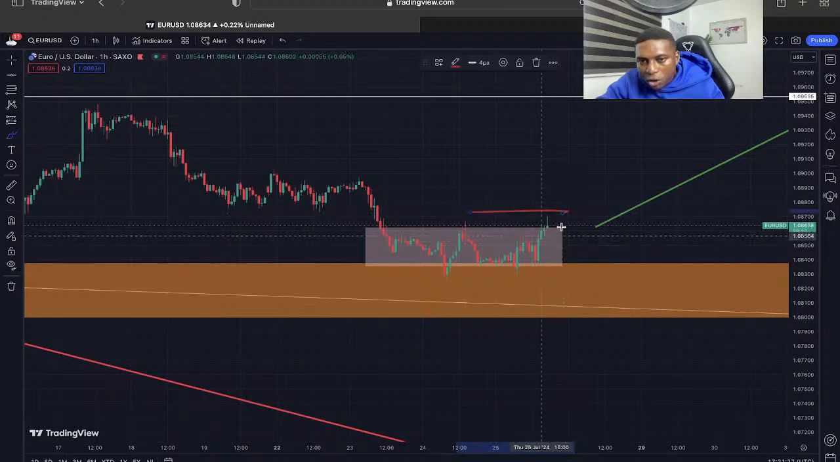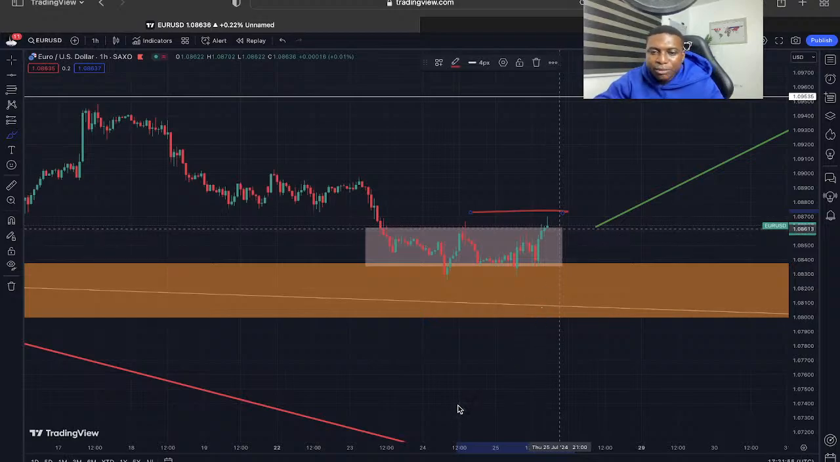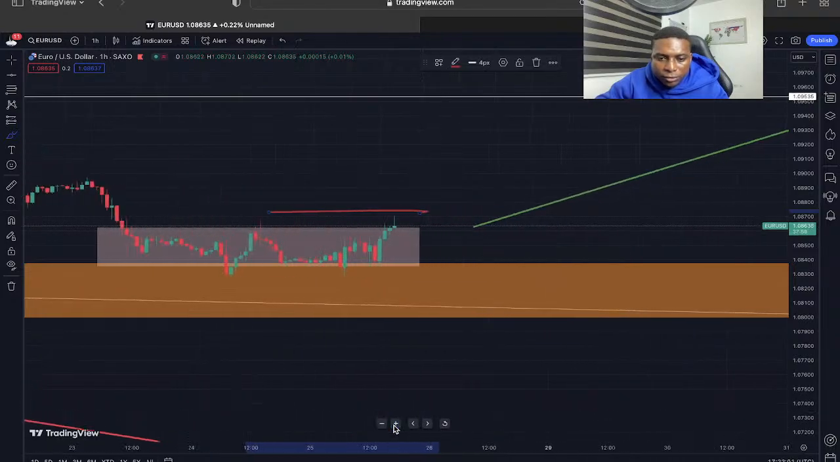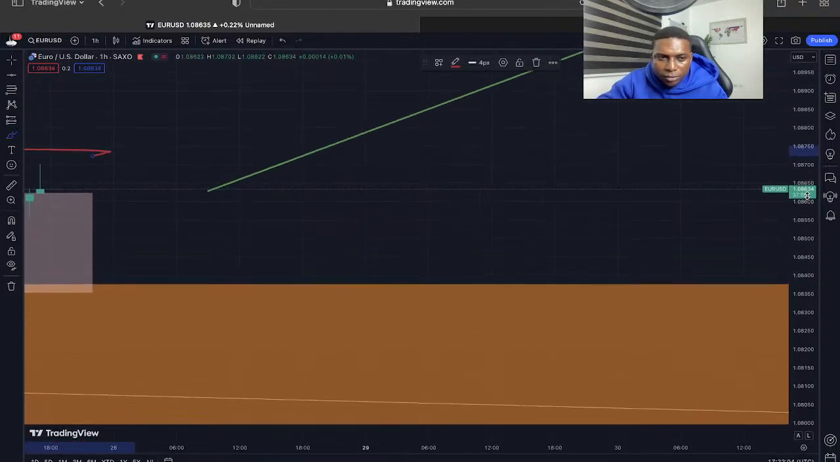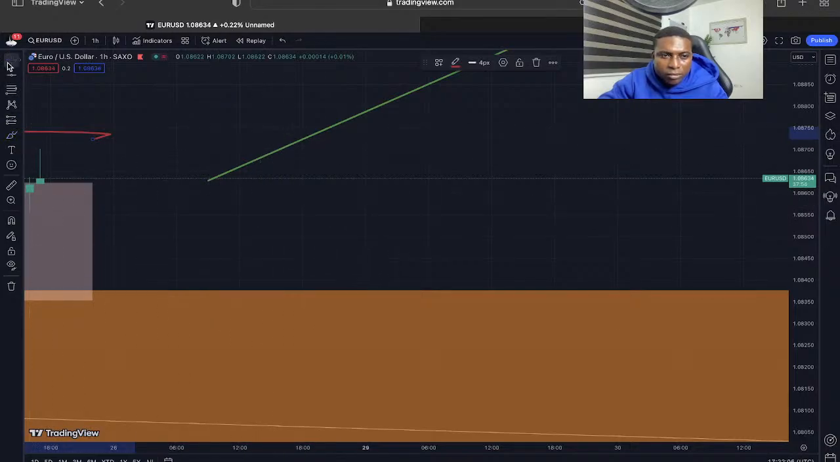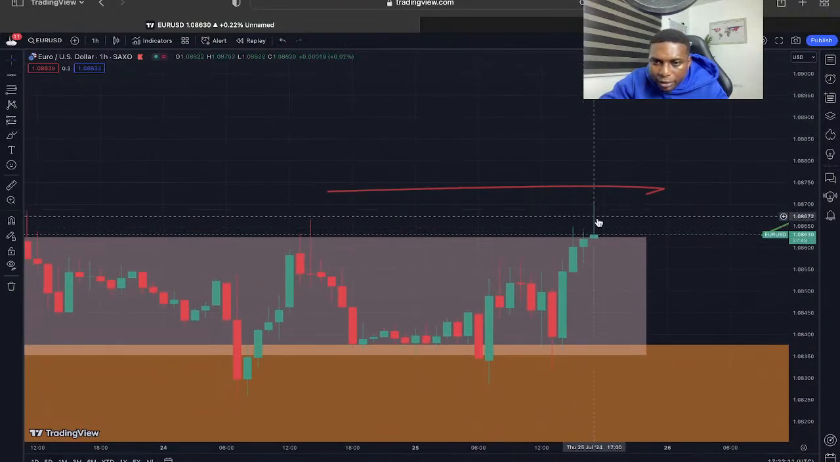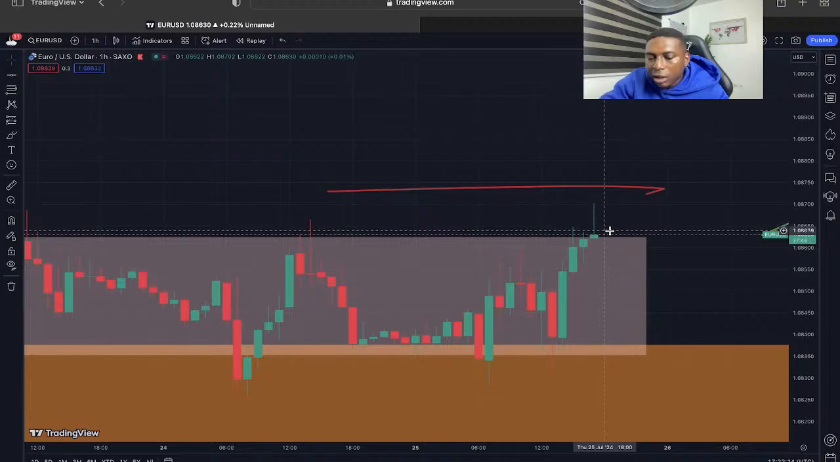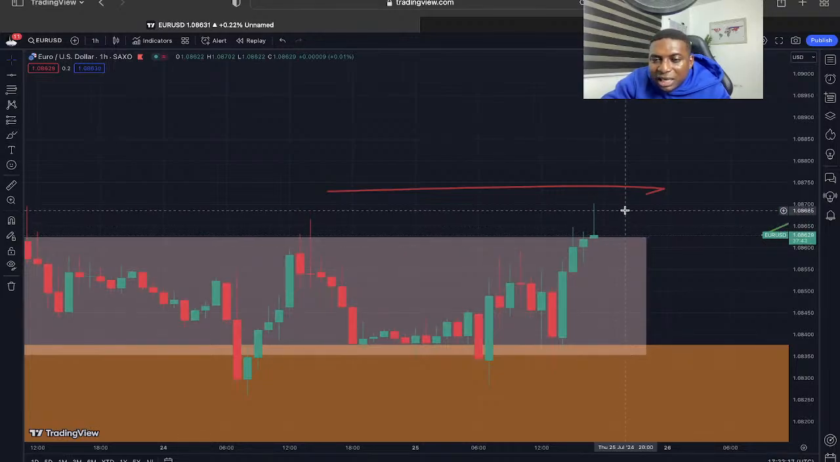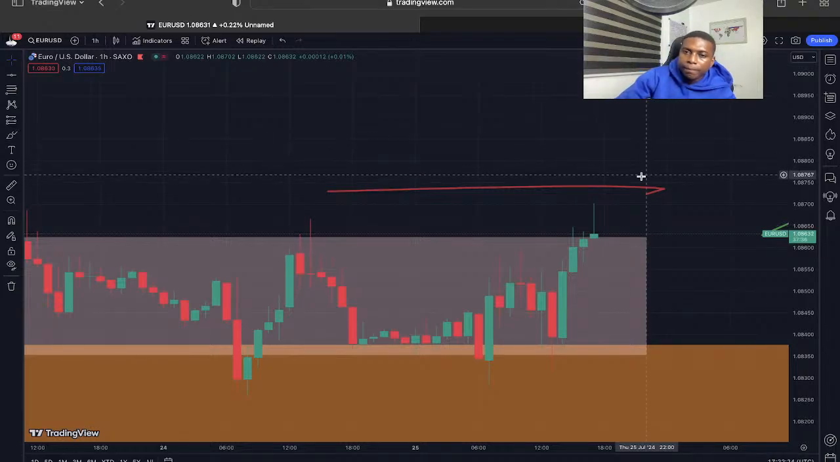And of course we can see that on the 1 hour time frame we are having a large spike to the upside. Let me zoom in for us to see. You can see here that we're having a large spike, so the market has not yet closed. If the market closes above this box, this consolidation zone, it's a good signal to buy.